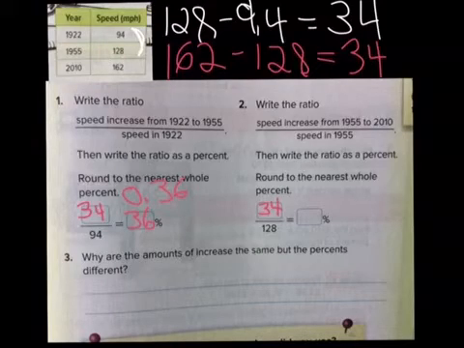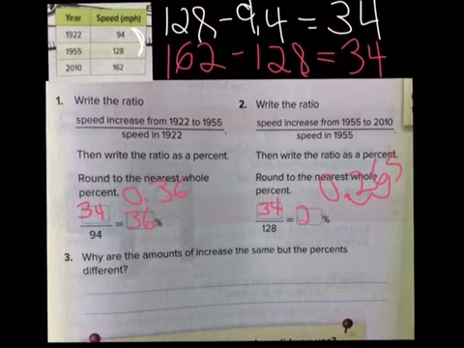Okay, when we do that, we will get a decimal of 0.265. When we make that a percent, we jump over 2 times and it's 26.5, or we simply round it to 27%. Okay? This, boys and girls, is what we call the percent of change. How much percentage did it increase by?